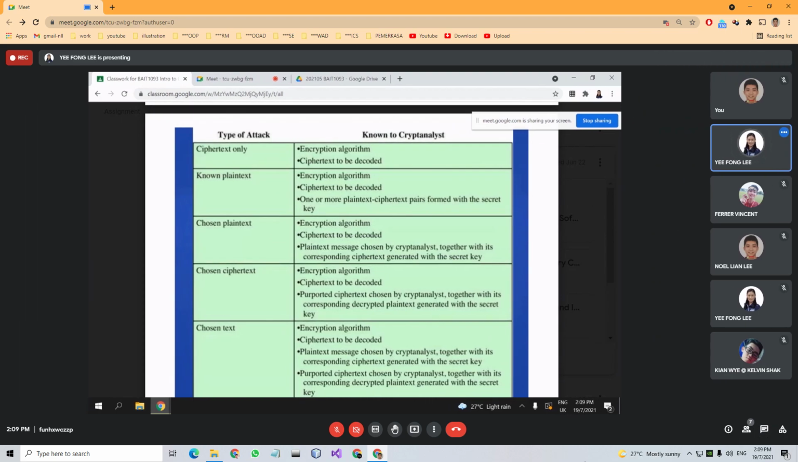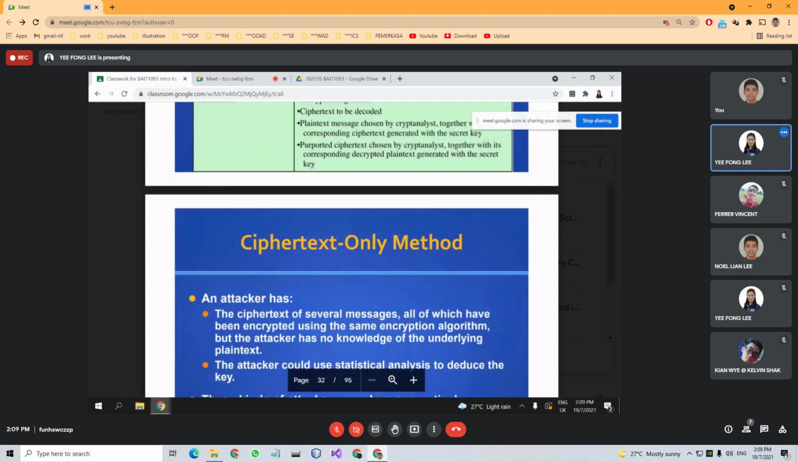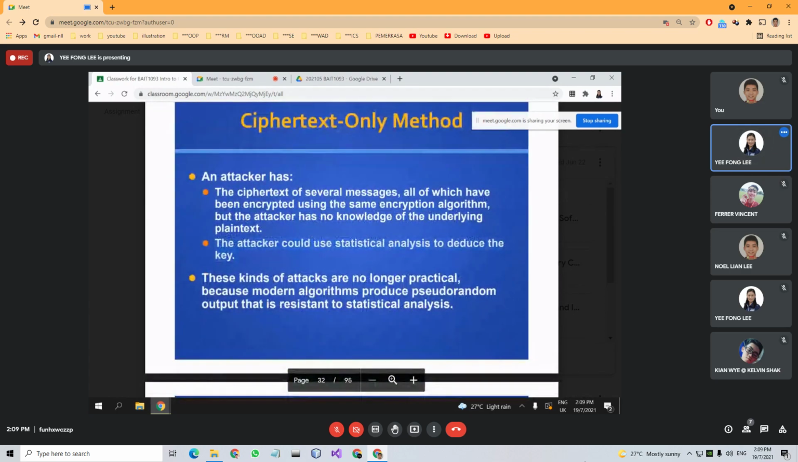We look at the types of attack on encrypted messages here, five types of attack. The first one is called the ciphertext only method. In this attack, the attacker knows only the ciphertext to be decoded. That's why it is named ciphertext only. The attacker will try to find the key to decrypt one or more pieces of ciphertext. Of course, they will look for weak algorithms.